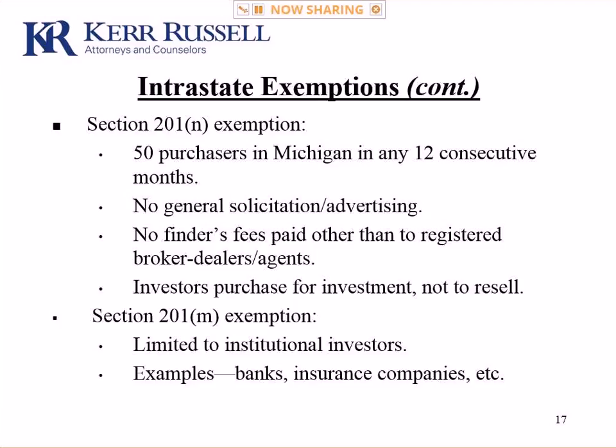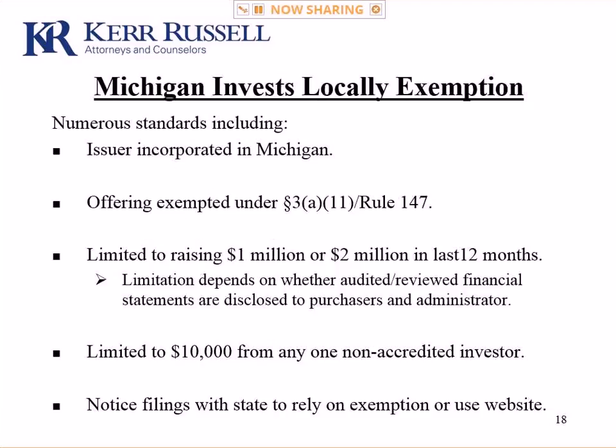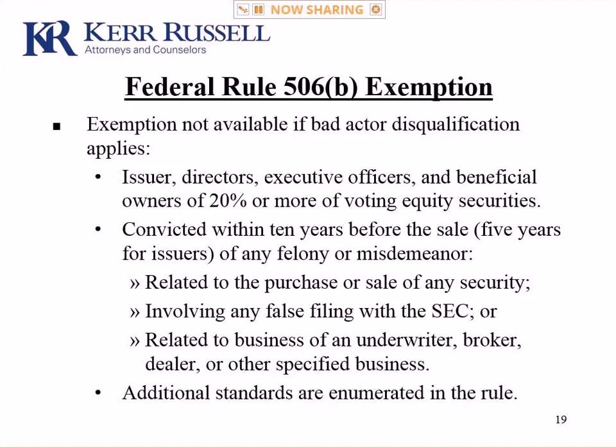As an alternative to that, there is another exemption available under Section 201M of the Michigan Act, which is typically limited to institutional type investors such as banks and insurance companies and the like. The Michigan Invest Locally exemption, I do provide some information, but as I mentioned, I'm not going to go over that so that we can segue into Federal Rule 506B. So if one is able to rely on Rule 506B, one only needs to look to that exemption and its criteria, which have both exemptive standards as well as anti-fraud standards.